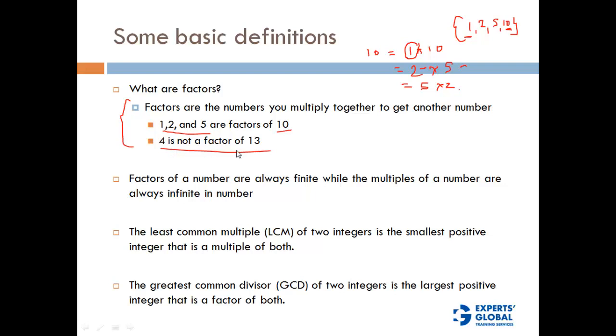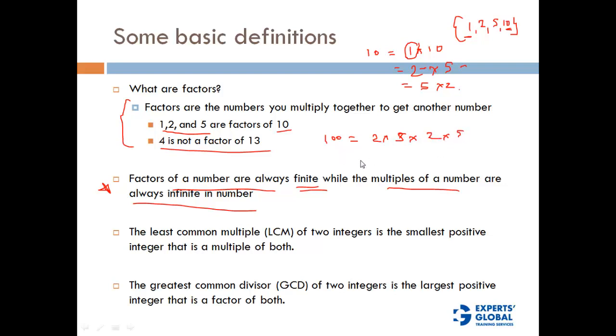Or another way of saying it is 13 is not divisible by 4. Factors of a number are always finite while multiples of a number are always infinite. Important statement: factors of a number are always finite. You take any number, let's say 100, you can always split it down to 2 into 5 into 2 into 5.